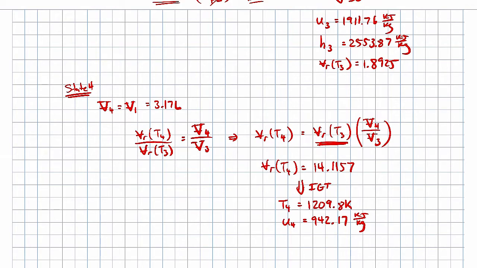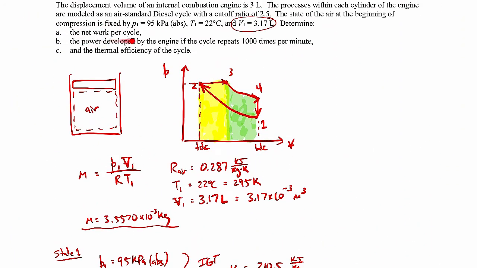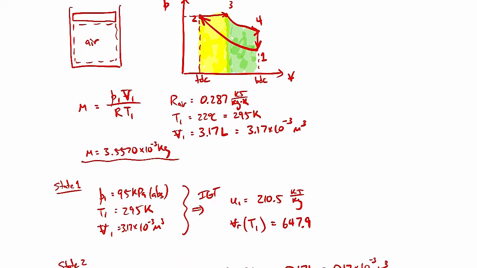All right, so now we have state information, which we'll use to determine the work and heat transfers involved in this cycle. Remember that in the problem statement, what we're trying to do is find the net work per cycle. We can do that a couple of different ways. I'll show you both methods.